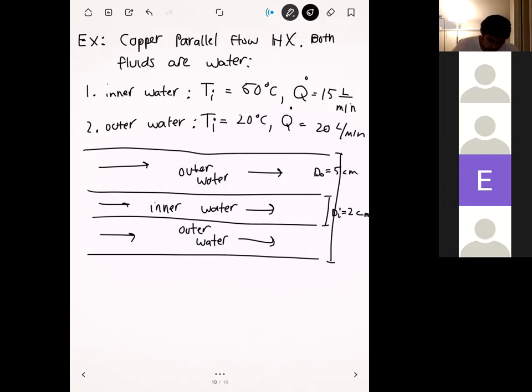In addition to that, the inner pipe here has some thickness, so we're going to have some conduction resistance here. We'll call this thickness T, and it is 1 millimeter. That basically just means that the thickness of that inner pipe is 1 millimeter. And so let's solve for the following things.